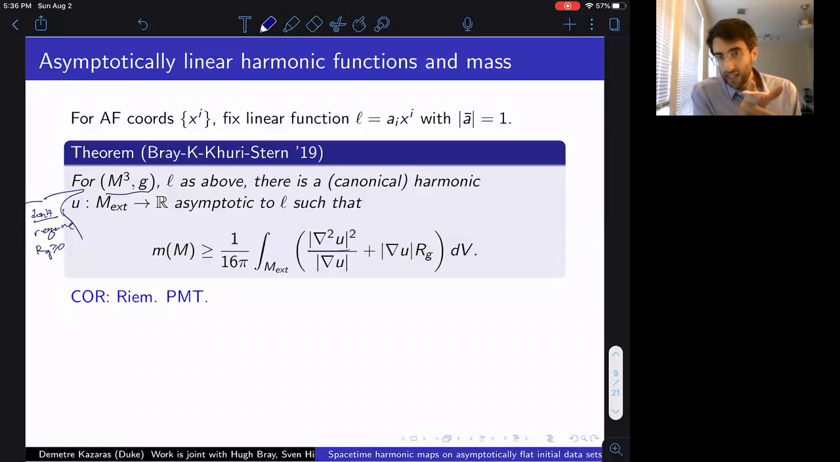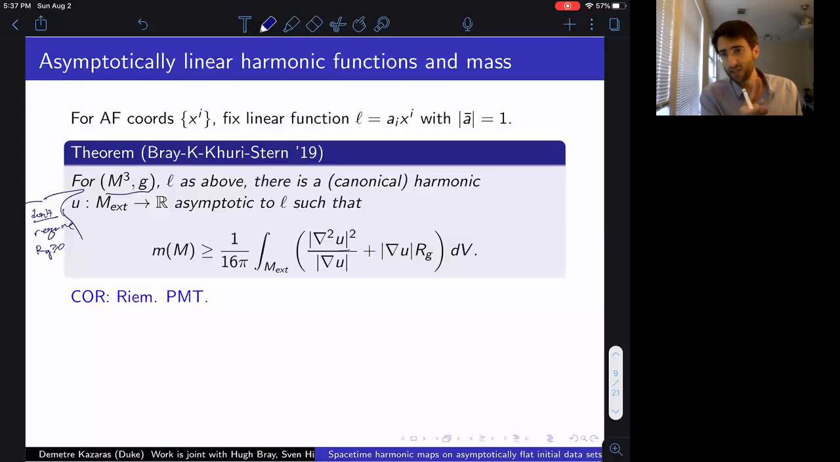Okay, so immediately, if you saw Daniel's lecture, this right-hand side will be pretty familiar to you, which gives you a hint as to how we prove this, which I'll explain in a moment. But notice as a corollary to this, you get the positive mass theorem. If the scalar curvature is non-negative, if you impose that extra condition, then the right-hand side is clearly non-negative, so the mass is non-negative.